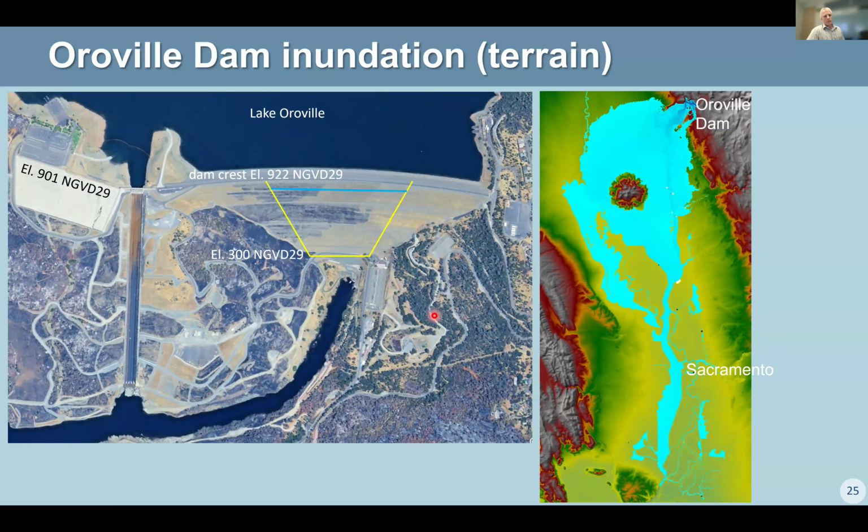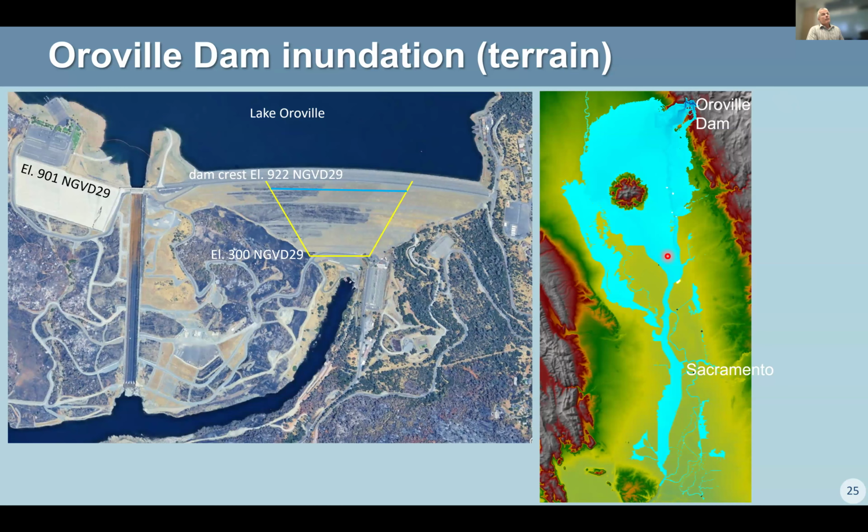So now I'm over at Oroville Dam. I'm not going to talk about too much of this because I have another slide where we can talk a little bit more about it. But Oroville Dam is a very large dam. It's over 600 feet high. It produces a very large inundation area here. So we have a lot of terrain here, and inside that terrain are some very large rivers.